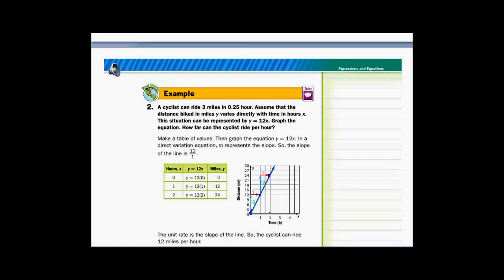Again, you should get a nice straight line out of this. That would be direct variation. So the unit rate is just going to be the slope or the constant of variation. So after 1 hour, he can go 12.